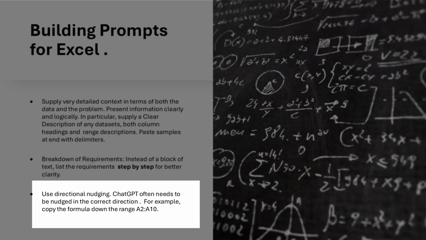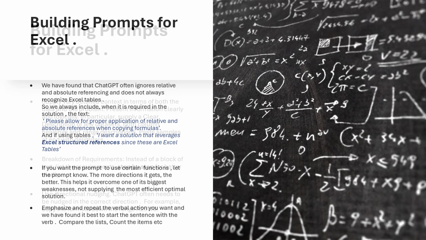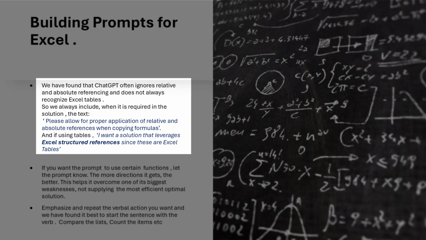Breakdown of requirements. Instead of a block of text, list the requirements step by step for better clarity. Use directional nudging. ChatGPT often needs to be nudged in the correct direction. For example, copy the formula down the range A2 to A10. We have found that ChatGPT often ignores relative and absolute referencing and does not always recognize Excel tables. So we always include, when it is required in the solution, the text: Please allow for proper application of relative and absolute references when copying formulas. And if using tables, I want a solution that leverages Excel structured references since these are Excel tables.